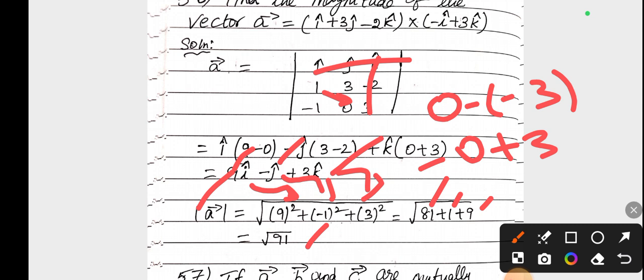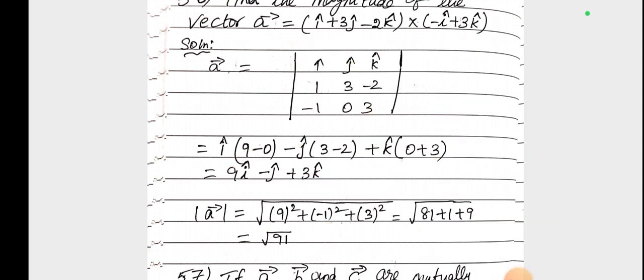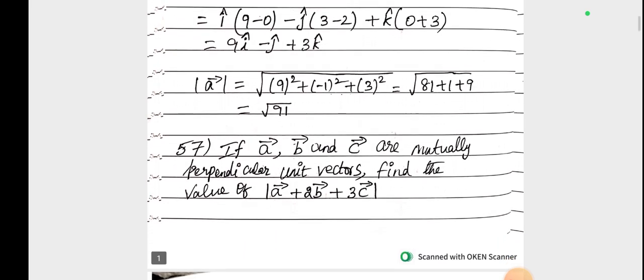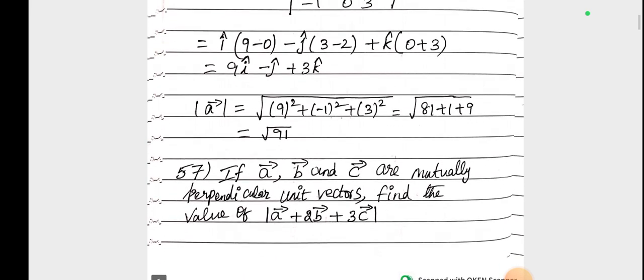Clear, children? So the magnitude of the vector A. What is A vector now? It is the cross product of these two vectors. So we are doing the cross product, then we are doing the magnitude. So very easy. Then going for the next question.